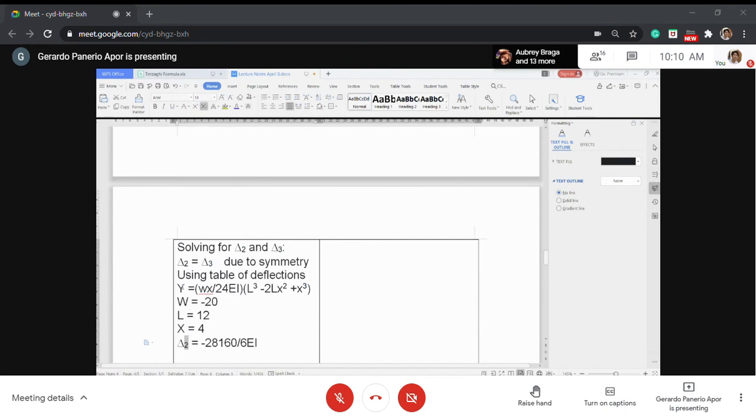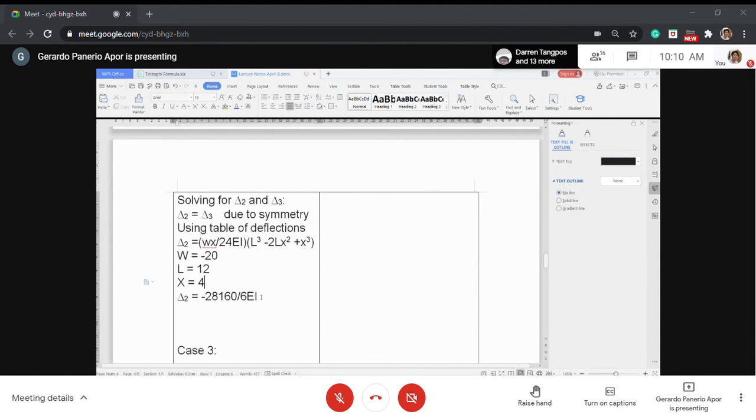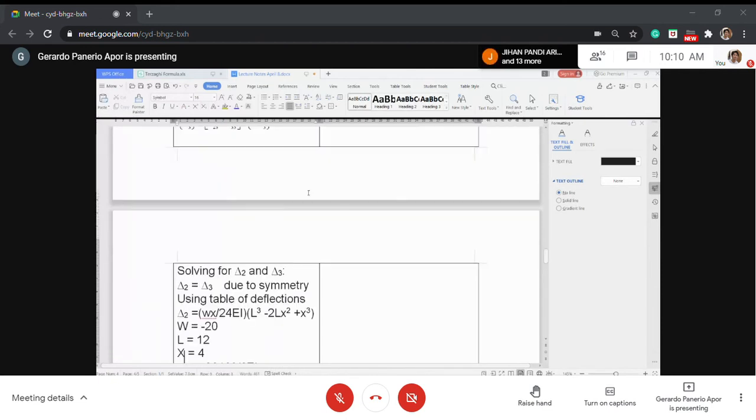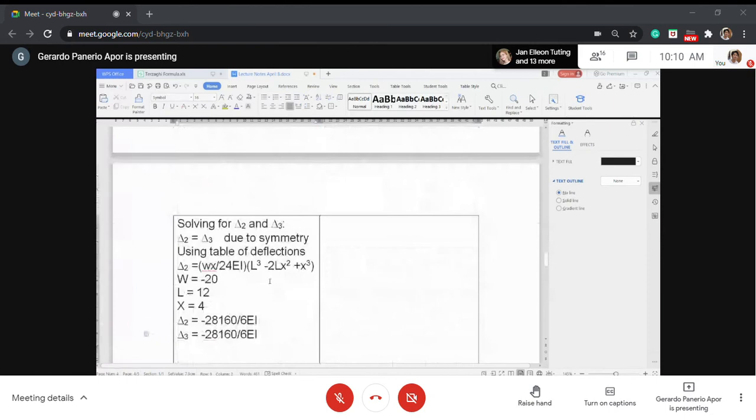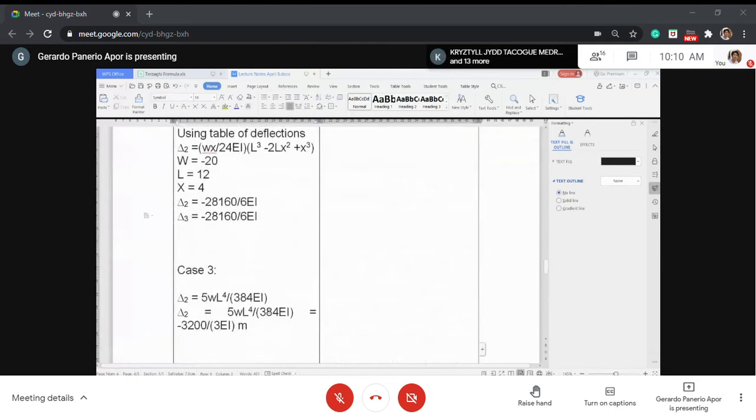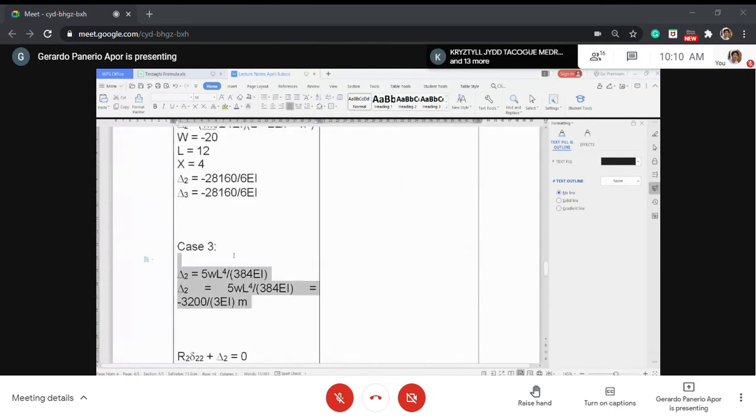Okay, so that means that delta 3 is also the same. Due to this load, it has no different value from delta 2.